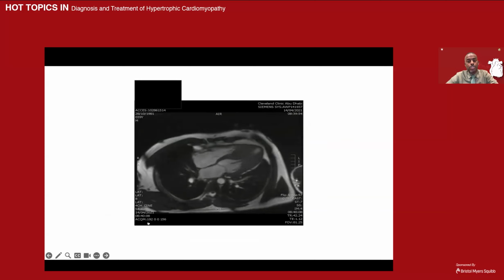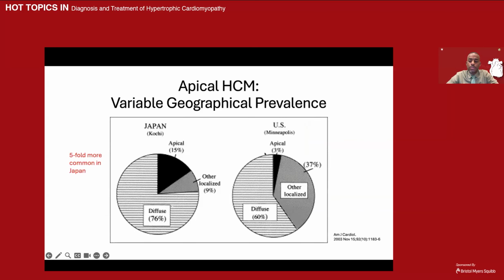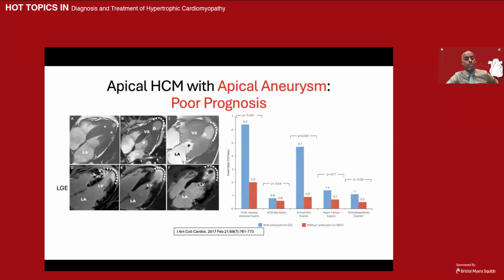This is one patient with very clear apical hypertrophy with an aneurysm. That is much, much, much more common in Japan than it is in the US, fivefold more common. We see a lot of them here in the UAE. And why is it important? Well, if they have an apical aneurysm, then they are at much higher risk of adverse events, including mortality, VT, VFib, heart failure, and thromboembolic events. So these patients need to be followed closely and be counseled about sudden cardiac death.